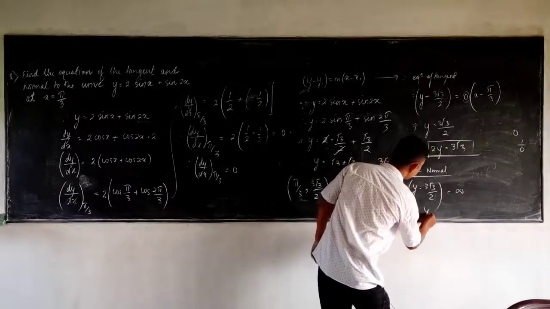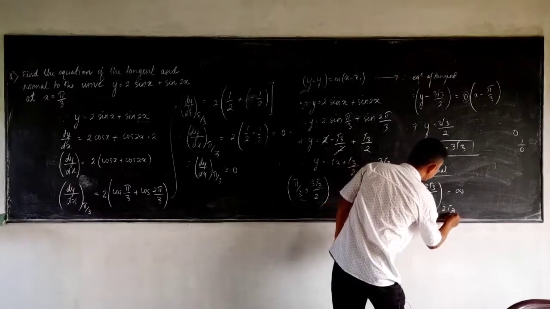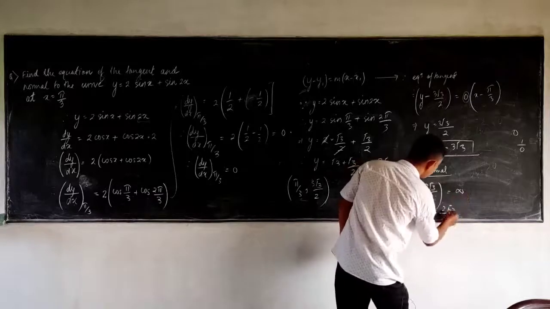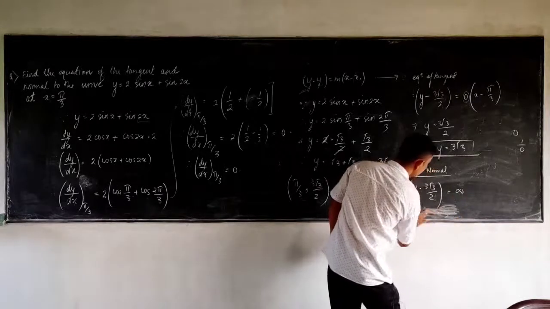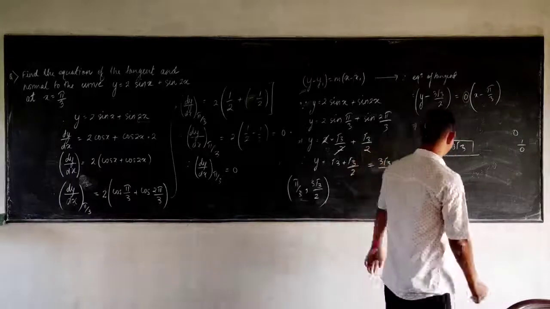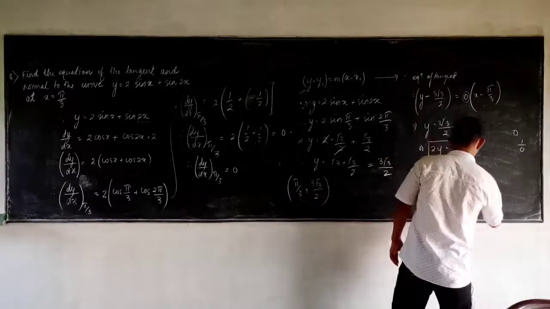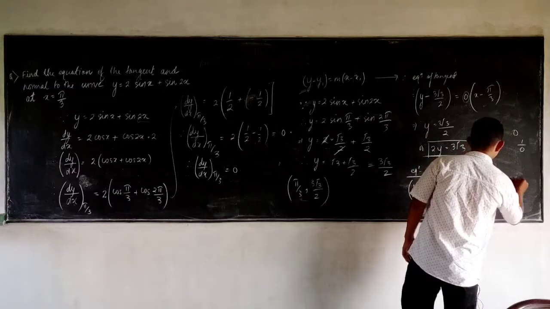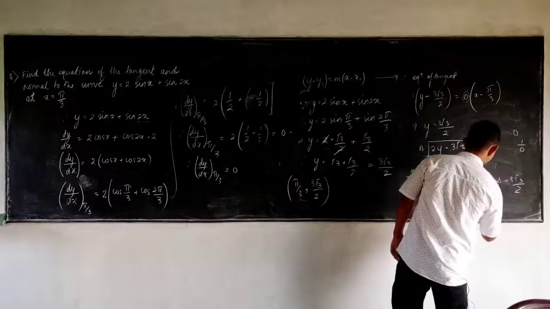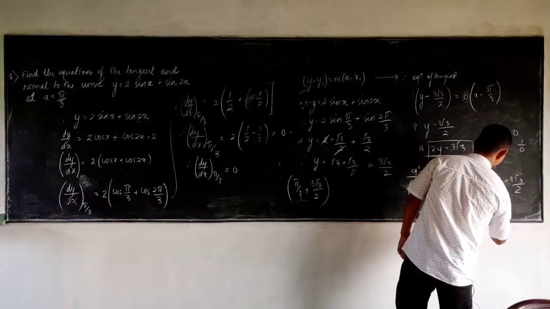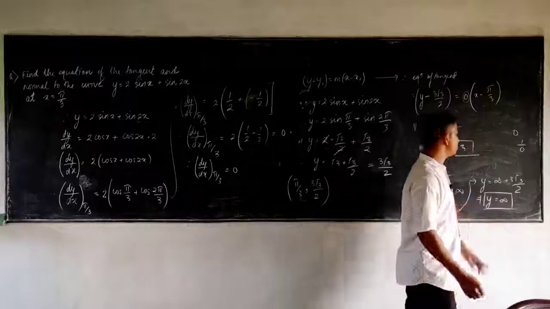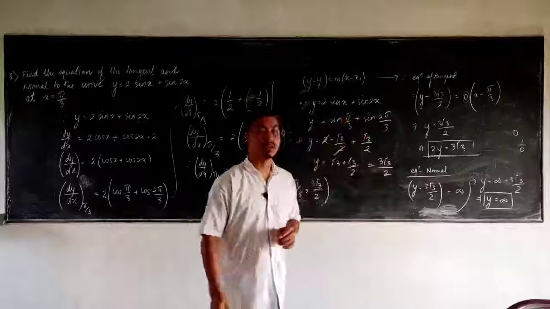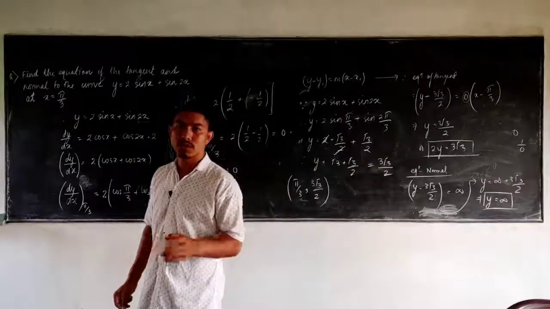So therefore, after this what can I do? I can say y equals undefined plus 3 root 3 divided by 2, or this implies that y is equal to infinity. So what does this represent? This represents a line that is perpendicular to the x-axis. Okay, so that is how we find the equation of a tangent and a normal to the given curve.